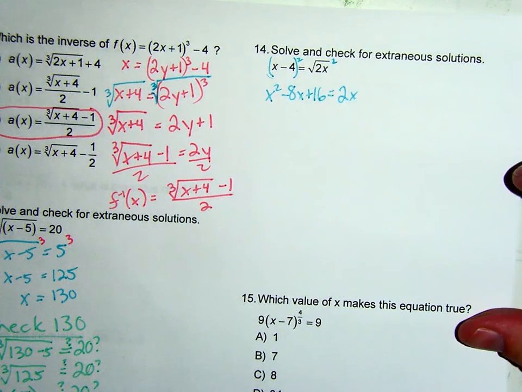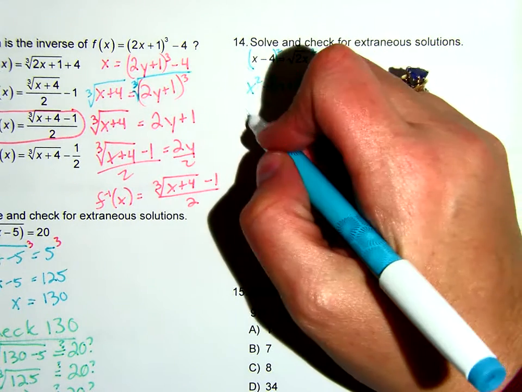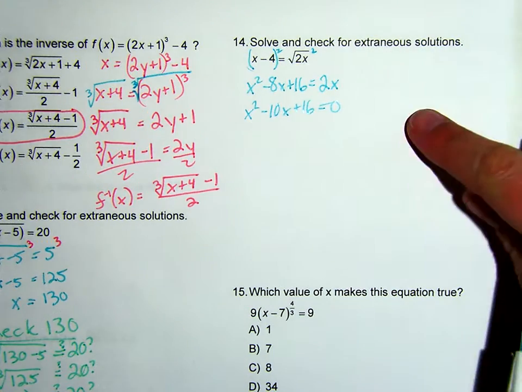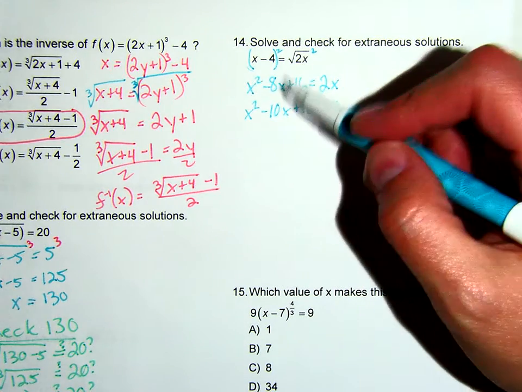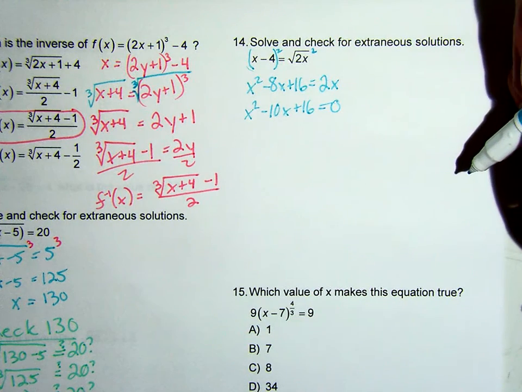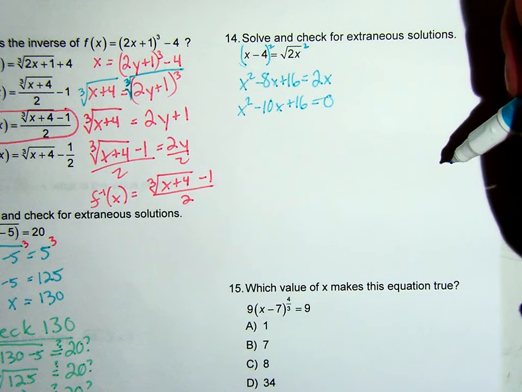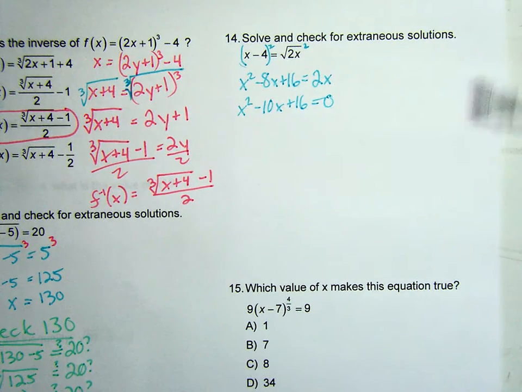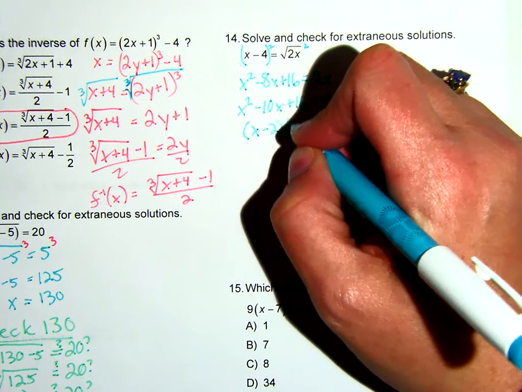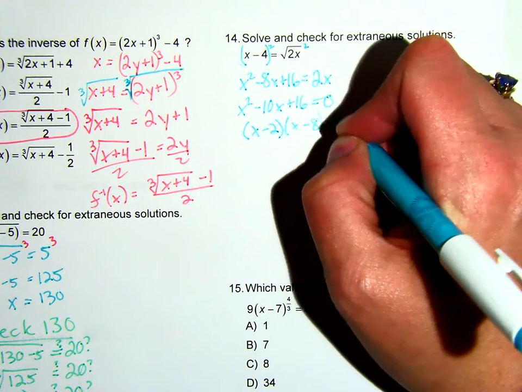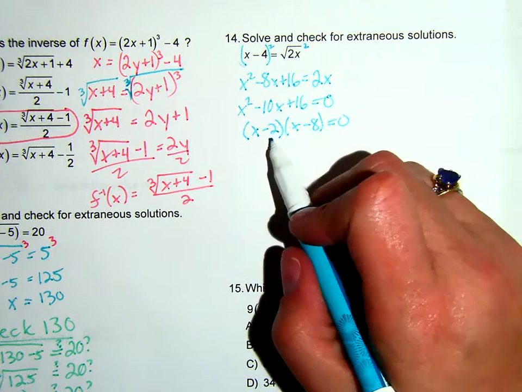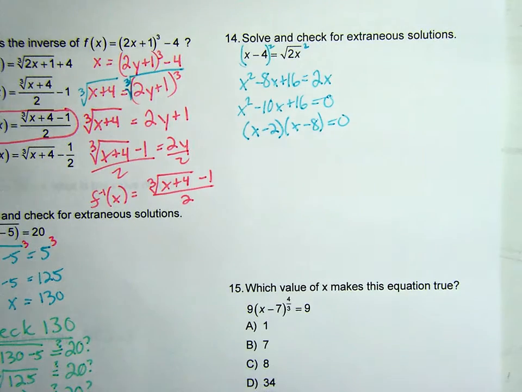Move the 2x to the other side. So we've got x squared minus 10x plus 16 equals 0. We move that because this looks like a quadratic. And in order to solve quadratics, one side has to equal 0. So now we need to solve this quadratic. We can factor this quadratic into x minus 2 and x minus 8. So what are the factors of positive 16 that add up to negative 10? And you should be answering negative 2 and negative 8.